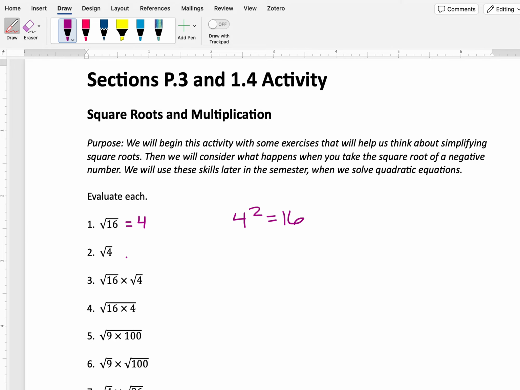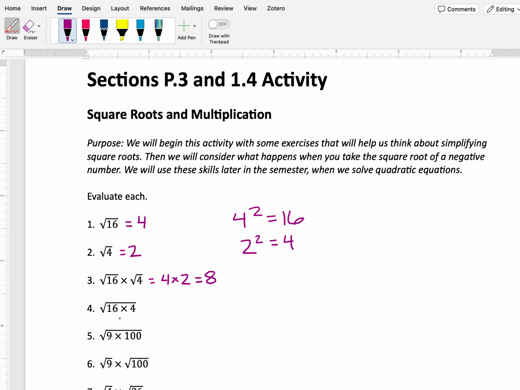For number 2, we have square root of 4. What number squared equals 4? Well, that would be 2. 2 times 2 is 4, so square root of 4 is 2. Now for number 3, we're going to find square root of 16 times square root of 4. Square root of 16, we already calculated above, that's 4. And square root of 4, we calculated in number 2, that's 2. So we have 4 times 2, which is 8.